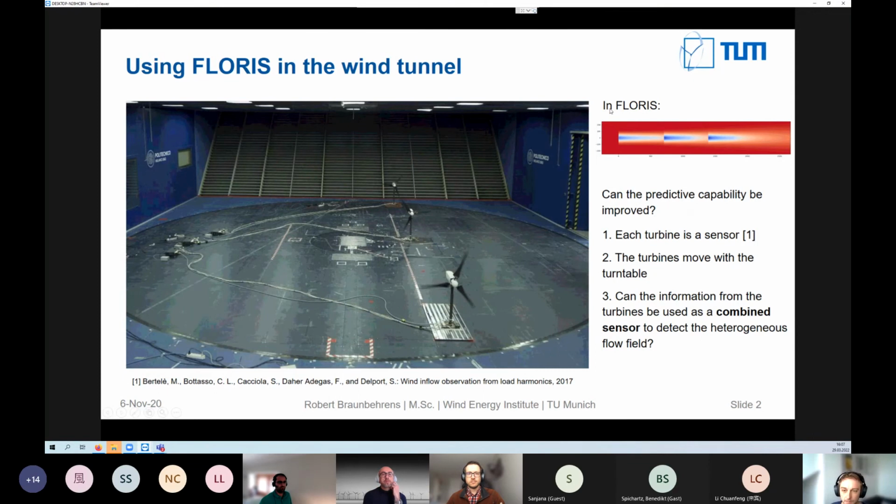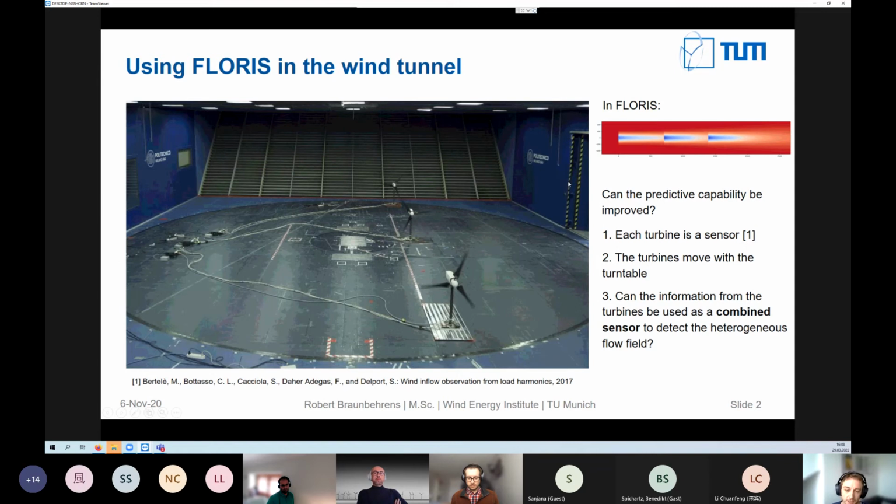FLORIS is a wake model package in Python, a suite with a lot of wake models and also other models, and you can do optimization and wake steering and a lot of things with FLORIS. So we want to have an accurate representation of what is going on in these experiments in FLORIS. And as you can see here, this is the first shot, the out-of-the-box representation when you start FLORIS in this situation.